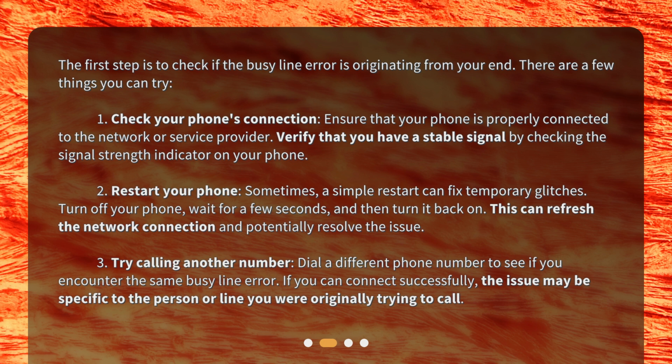2. Restart your phone. Sometimes, a simple restart can fix temporary glitches. Turn off your phone, wait for a few seconds, and then turn it back on. This can refresh the network connection and potentially resolve the issue. 3. Try calling another number. Dial a different phone number to see if you encounter the same busy line error. If you can connect successfully, the issue may be specific to the person or line you were originally trying to call.